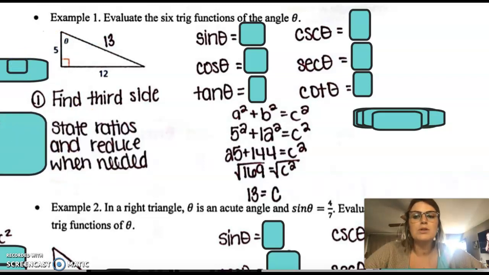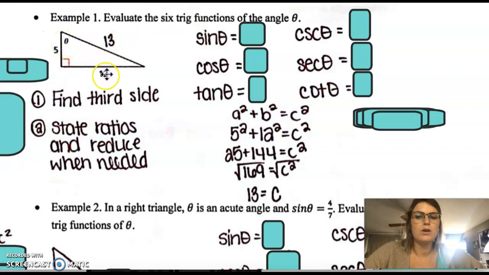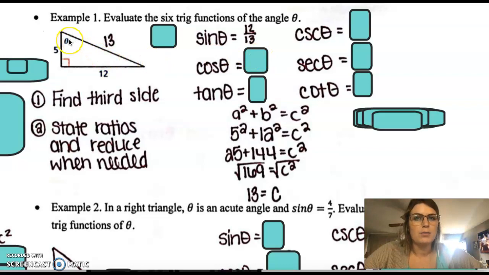Then step 2 is to state the ratios and reduce when needed. So sine, we said, was opposite over hypotenuse. From theta, 12 is our opposite and 13 is the hypotenuse. Okay, so that's how we do that. Cosine is adjacent over hypotenuse, so that'd be 5 over 13.